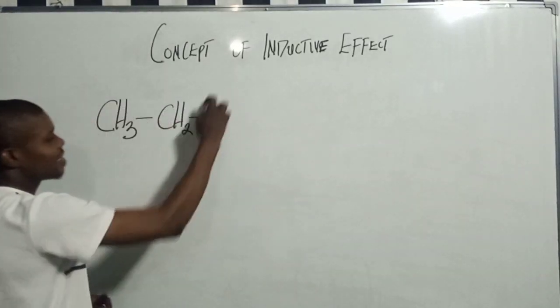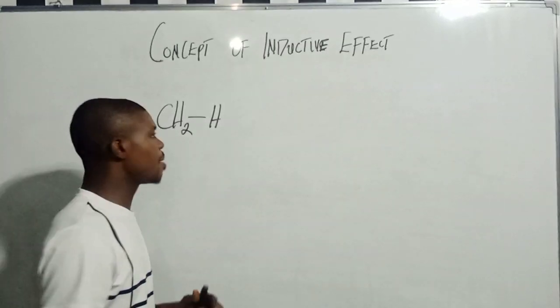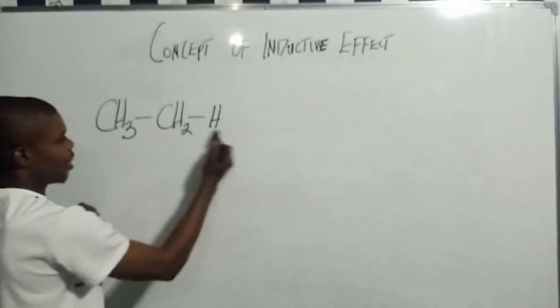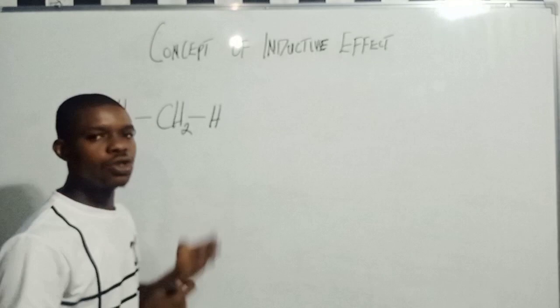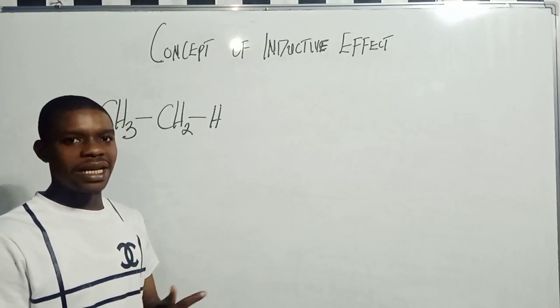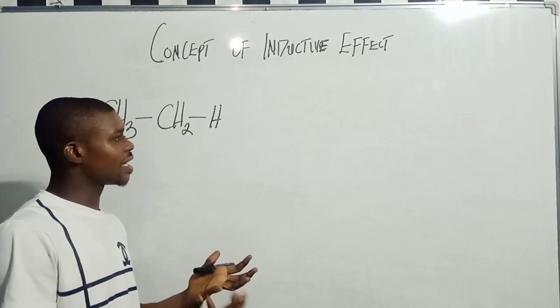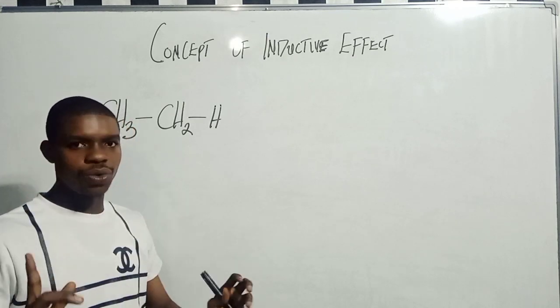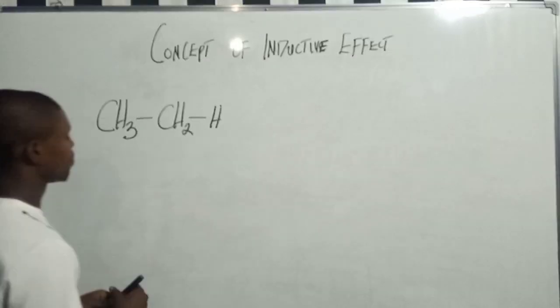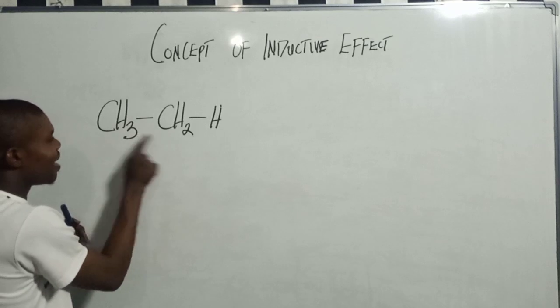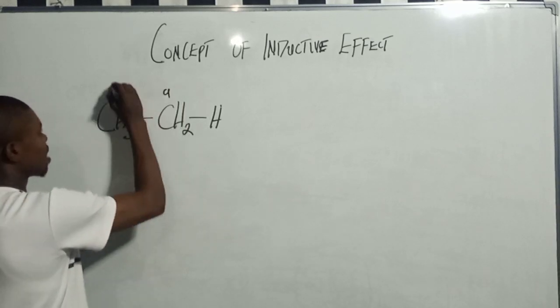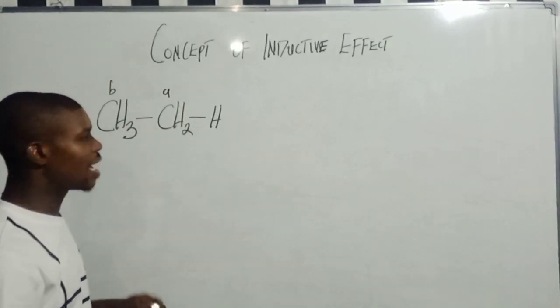So now this H here can be anything. Remember, when I have something like this, H or hydrogen does not have any electronegativity. Do you get that? The electronegativity is very, very low. Do you understand? Now, these two carbon atoms are the same: carbon A and carbon B. Do you get that?